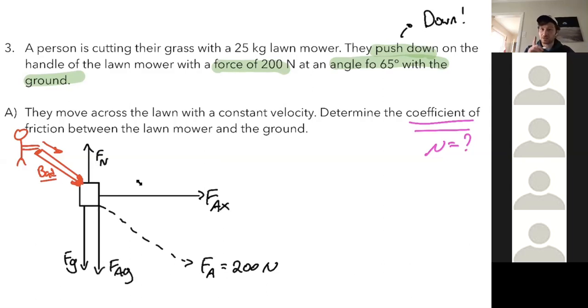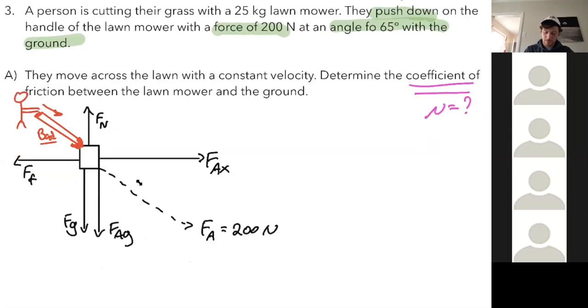And that's going to change things up for the normal force. We're increasing the contact of the lawnmower and the ground, okay? We're missing one more thing. We're looking for the coefficient of friction, which means chances are there's friction. So we need to go ahead and add in our friction there. There we go. It's beautiful, okay?